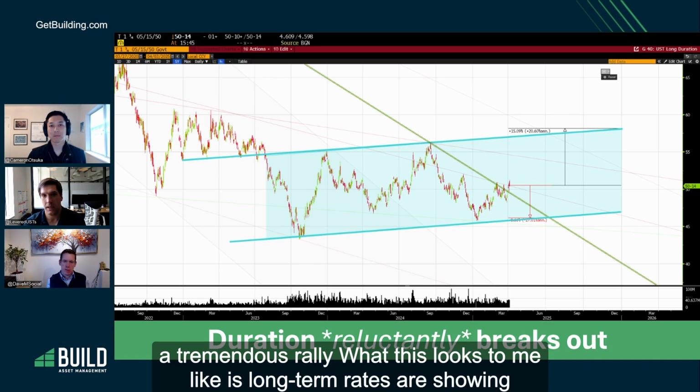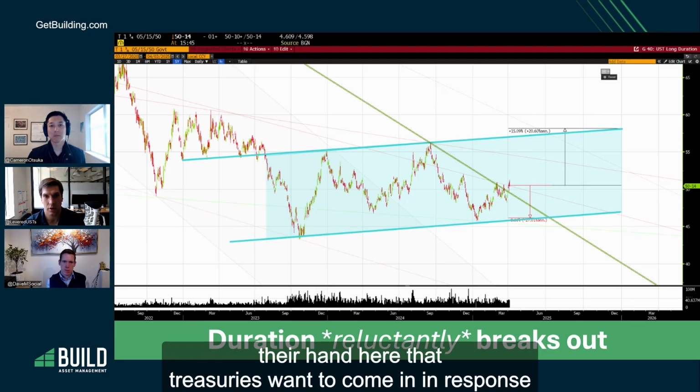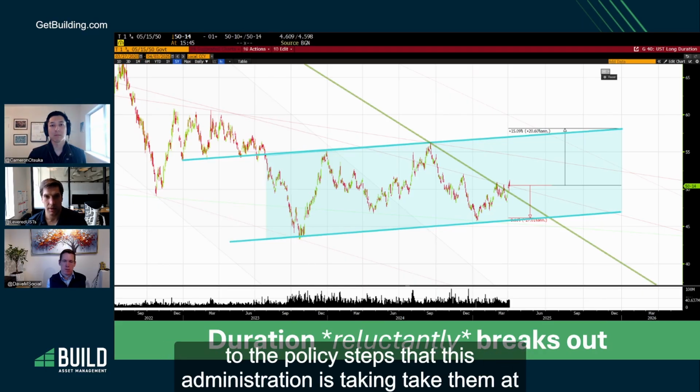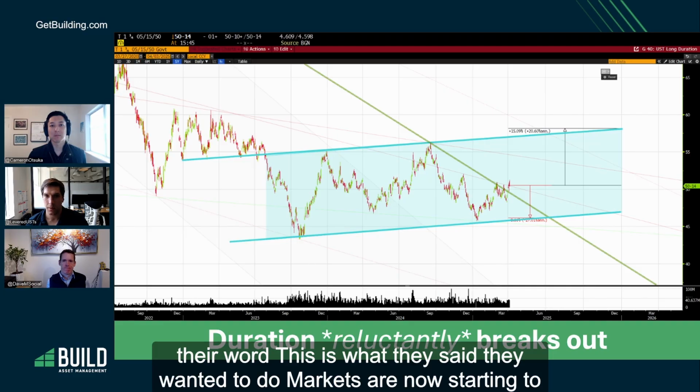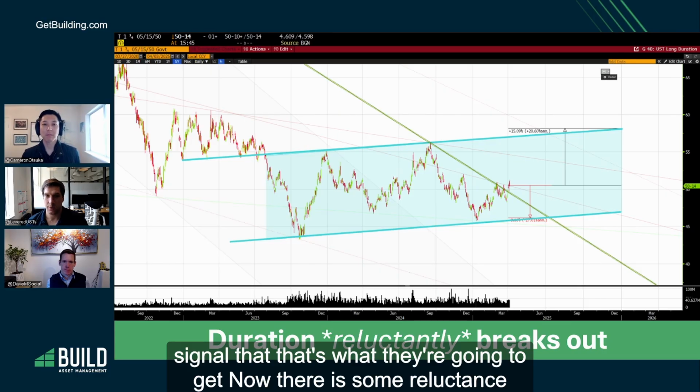What this looks to me like is long-term rates are showing their hand here, that treasuries want to come in response to the policy steps that this administration is taking. To take them at their word, this is what they said they wanted to do. Markets are now starting to signal that that's what they're going to get.